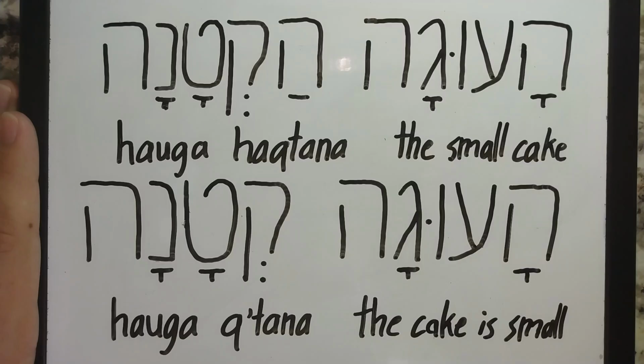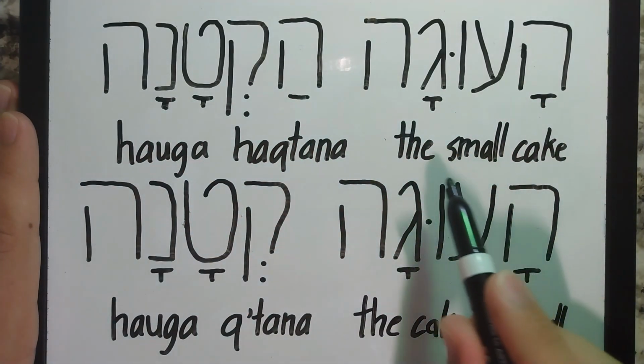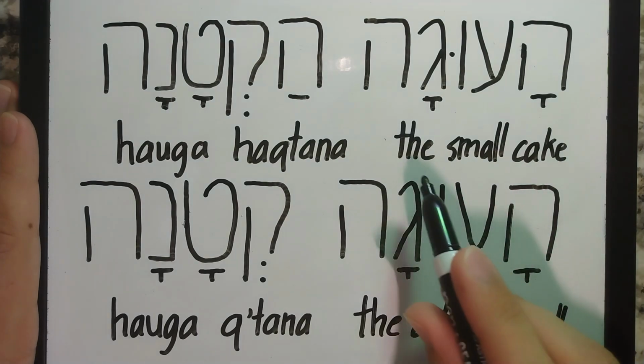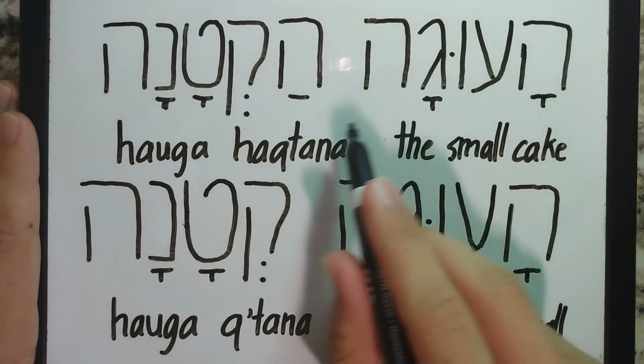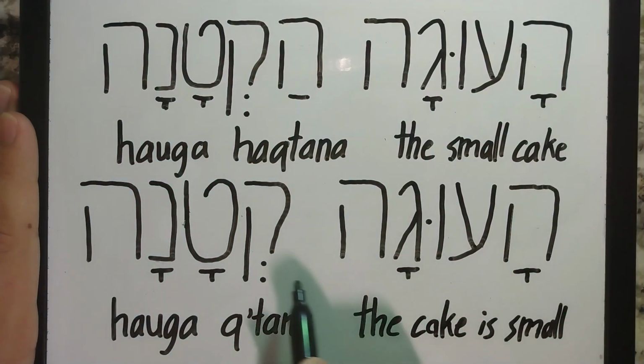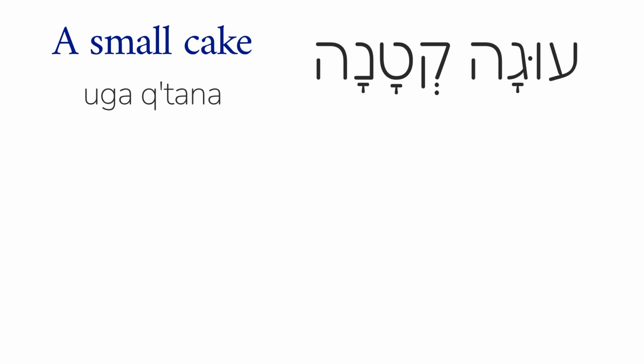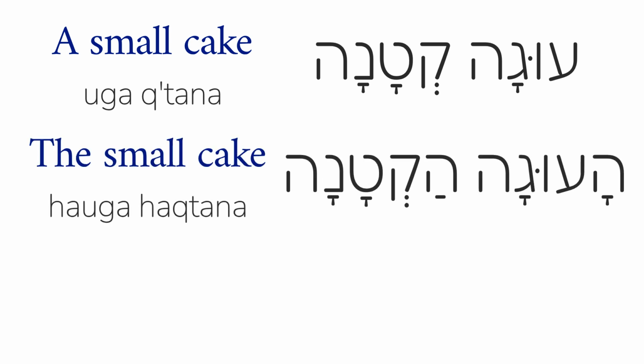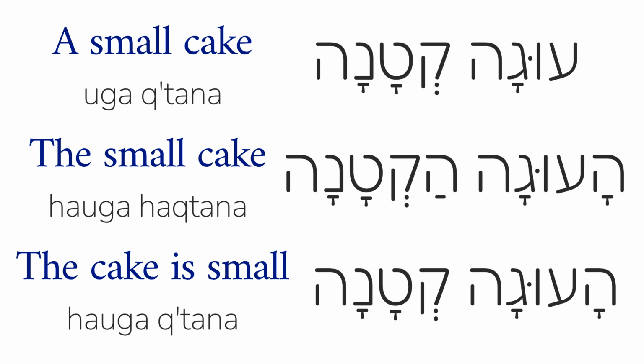So, ha'uga ha'ktana means the small cake, since we are adding the to both small and cake. Ha'uga ha'ktana. But ha'uga katana means the cake is small, since the ha is only on uga and not on katana. That means katana is still describing ha'uga, the cake, but it is not under the umbrella of the word the, and so this phrase means the cake is small. So those are three adjective and noun structures in Hebrew: uga katana, a small cake; ha'uga ha'ktana, the small cake; and ha'uga katana, the cake is small.